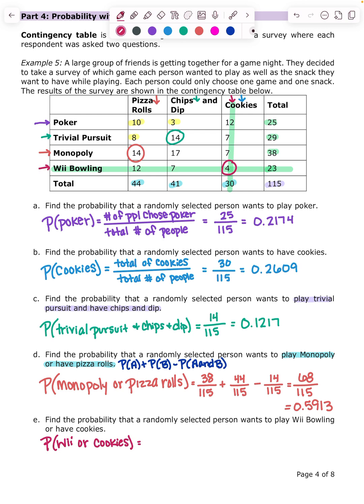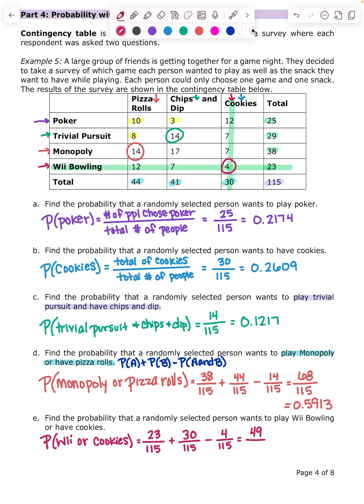So the probability of somebody wanting to play Wii bowling is 23 out of 115, plus the probability that somebody wants cookies is 30 out of 115, minus the probability of somebody wanting both was 4 out of 115. 23 plus 30 is 53, minus 4 is 49 out of 115, gives us a probability of 0.4261.